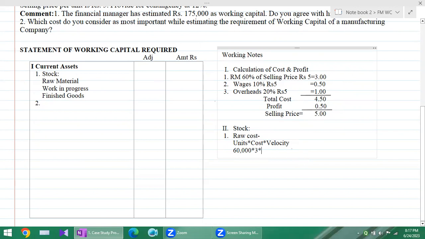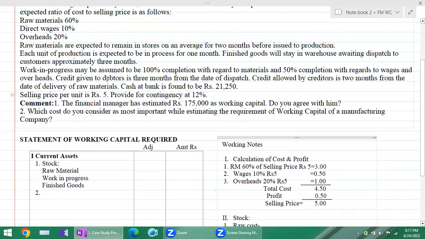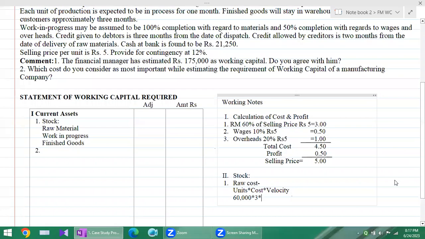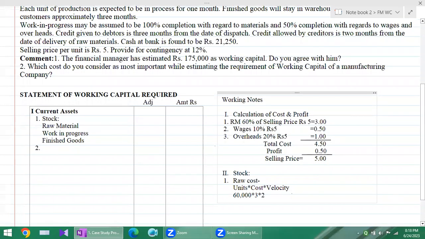And into what is the velocity? Just now I have gone through it in the problem. Raw material is expected to remain in stock on an average for 2 months. So let me write 2. How many months are there in a year? 12. Right? And this is how you have to do the calculation.